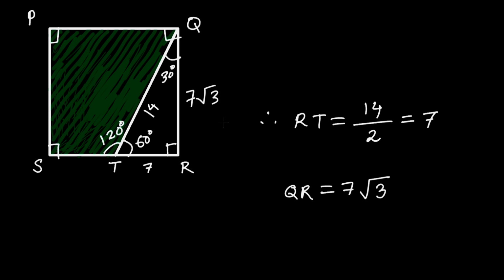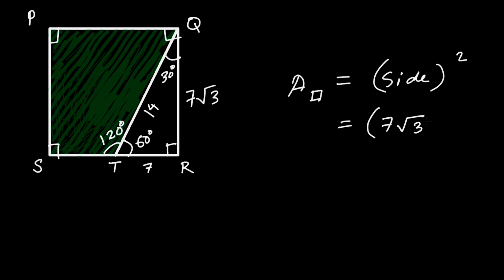Now we're ready to find the area of the square. The area of a square is side squared. Substituting the side length, we get the quantity 7 square root of 3 whole squared. 7 squared is 49, and square root of 3 squared is 3. Multiplying 49 by 3 gives 147. So the area of the square is 147 square units.